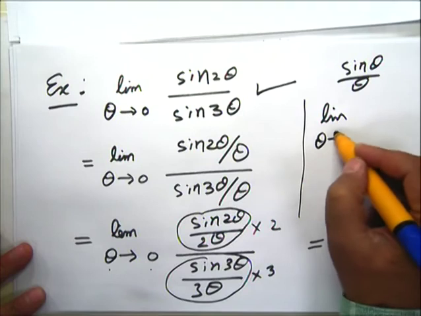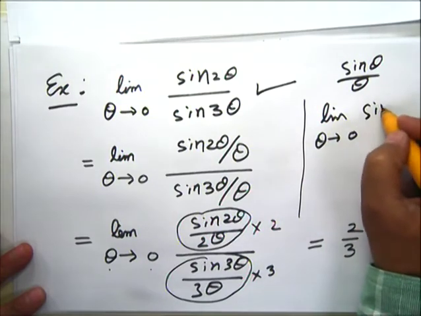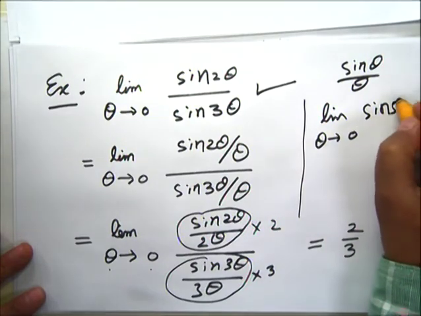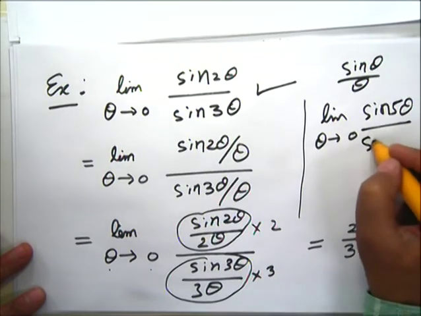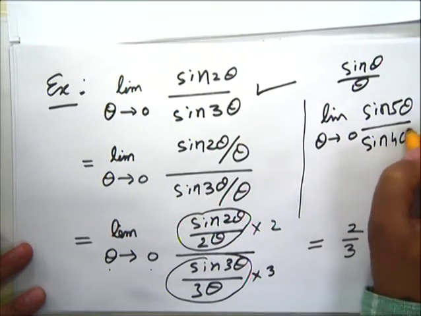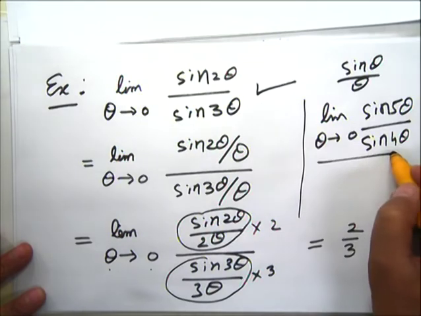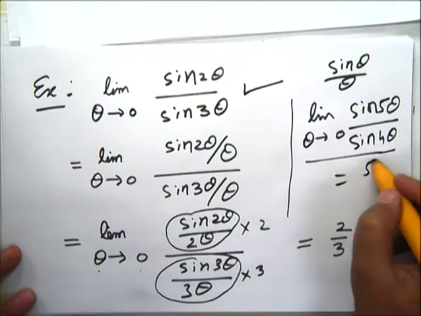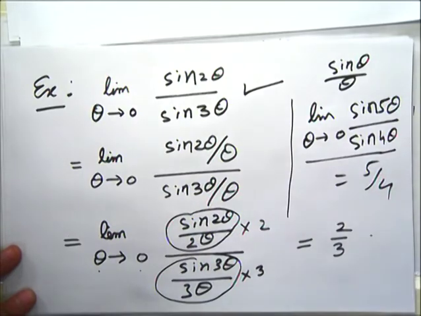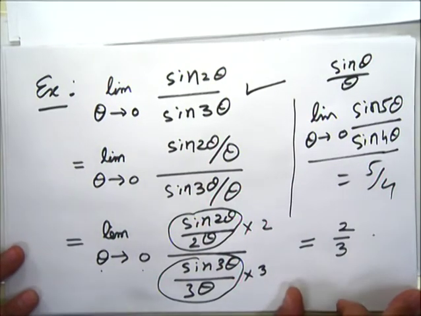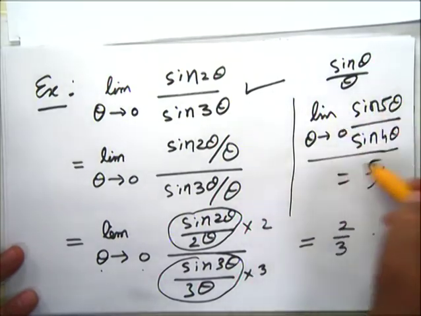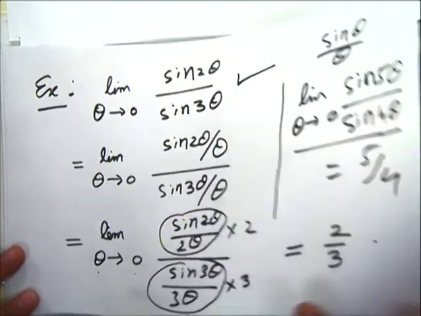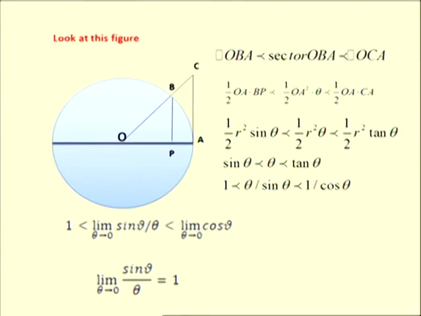Limit theta tends to 0 sine 5 theta upon sine 4 theta. What should be the answer? Can you say what should be the answer? It should be 5 upon 4. The answer is 5 upon 4. So we can predict that the answer is 5 upon 4. Very simple one. Again, another example.